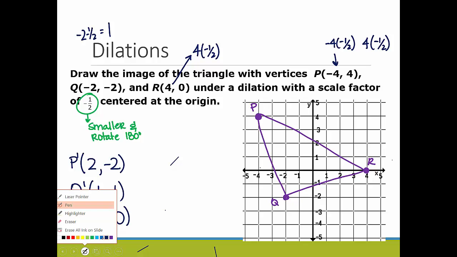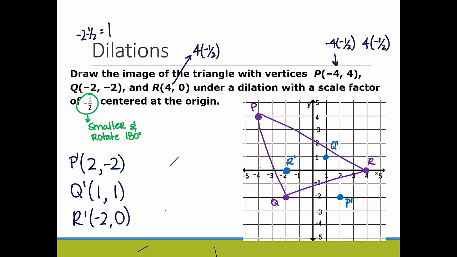So my new shape is going to be at +2, -2. This is P prime. So good, it flipped 180 degrees. Q prime is at 1, 1. Again, it looks like it flipped 180 degrees. And R prime is at -2, 0, which is good. We can see that clearly this triangle is smaller than the original. It should be half the size. And all of our points flipped around. They rotated 180 degrees.